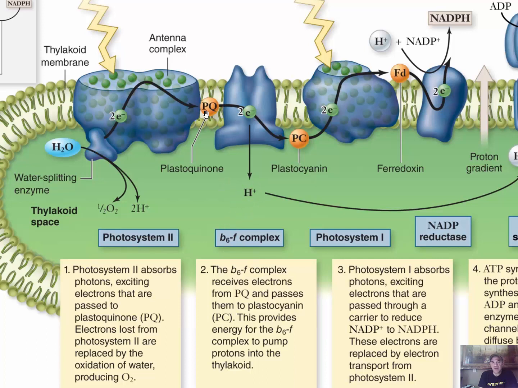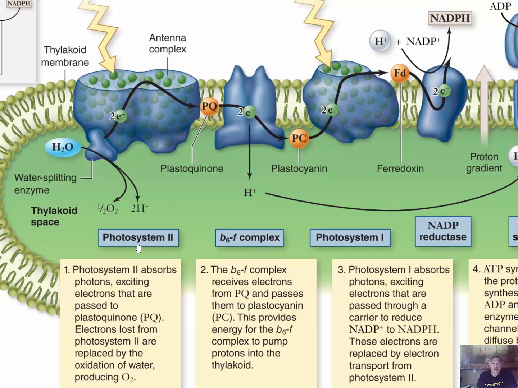Now, whether or not you remember plastoquinone and plastocyanin, those are just electron carriers. They become reduced and then oxidized. When they get those electrons, they are reduced and then they pass them on. They're now oxidized. So they're capable of this reversible transfer of these electrons.